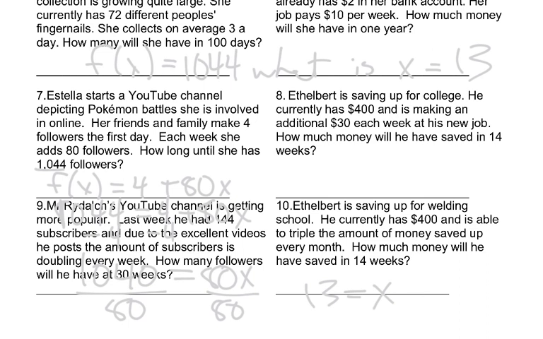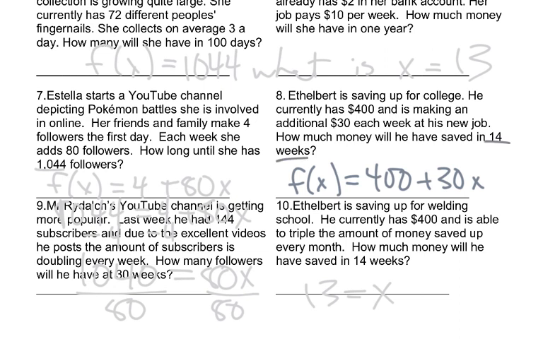Alright, number 8. Ethelbert is saving up for college. He currently has 400 and is making an additional 30 each week. So f of x equals 400 plus 30x. How much money will I have saved in 14 weeks?